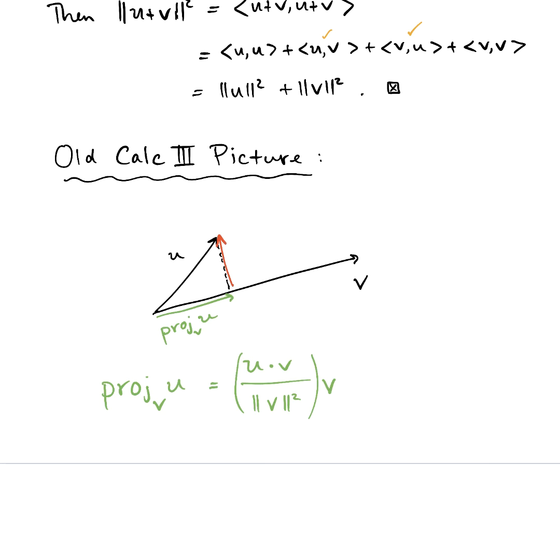The claim is we have a similar notion here in linear algebra in this much more abstract setting of an inner product space that models that old drawing from Calc 3. So the last thing we want to do is think about orthogonal decompositions. And that's just fancy language for the picture we just drew. So let's write that down, and that'll be it for today's intro.